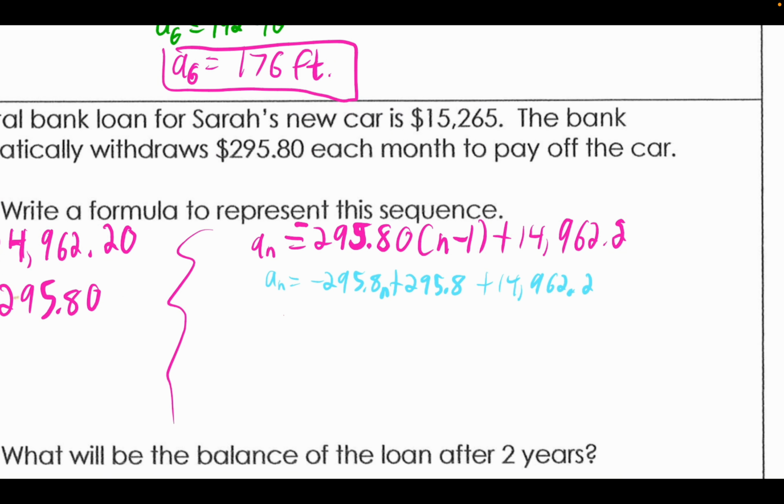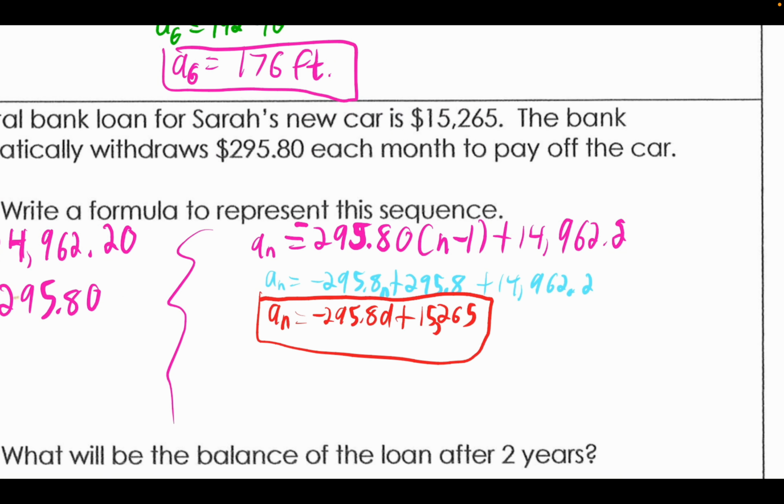So now as I combine like terms, I end up having a sub n equal to negative 295.8n plus 15,265. Hey, wait a second. That's the amount the car started at. Why? Yes, it is.